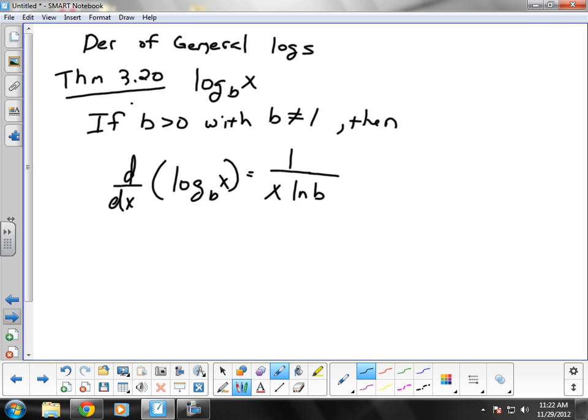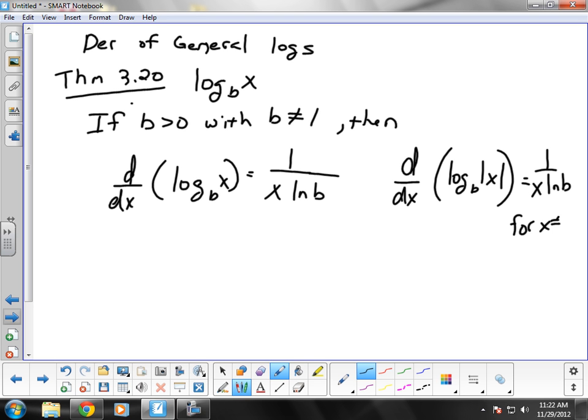And the same thing, if you have a situation where sometimes you get a positive value and sometimes you get a negative value, they qualify that by putting the absolute value around it so that you can go ahead and find the derivative, you still get this. So it's 1 over the argument times the ln of the base.